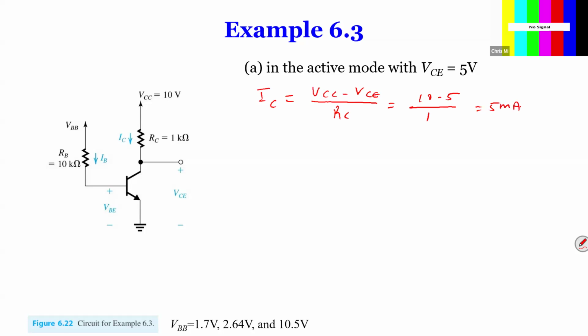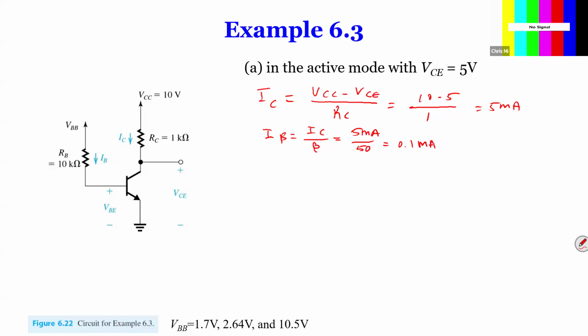I do this, you guys make sure I get the numbers correct. I did this already. Okay, so 5 volts, 5 milliamps. And because it's the active region, we know that IB is going to be IC divided by beta, and beta was given at 50. So 5 milliamps divided by 50 gives you 0.1 milliamps, or 100 microamps.